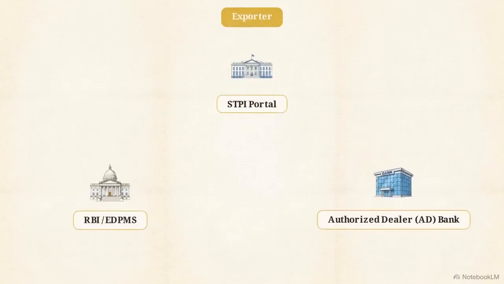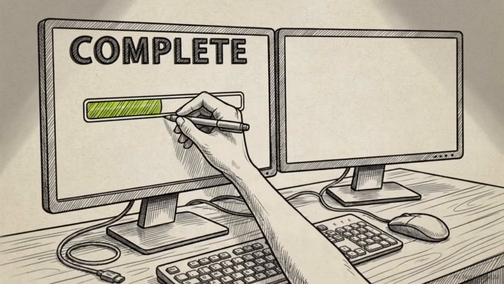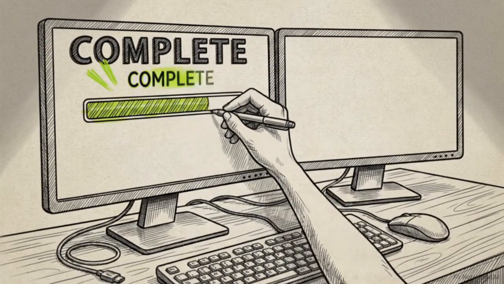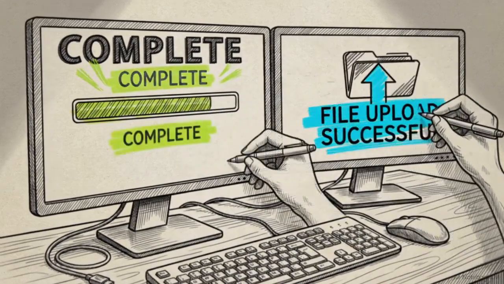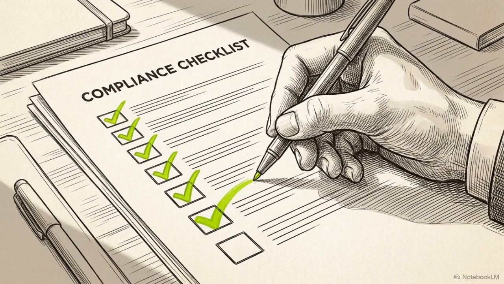file. Once certified, that file is transmitted from the STPI portal directly into the RBI's electronic system, EDPMS, while a simultaneous copy goes straight to your AD bank. This integrated digital handover ensures your STPI certification is instantly visible to both the central bank and your local authorized dealer. That sets the stage for the final phase of compliance.